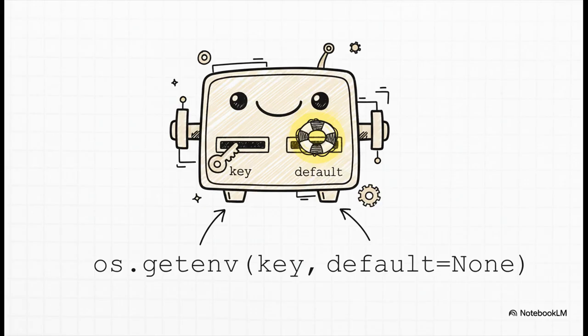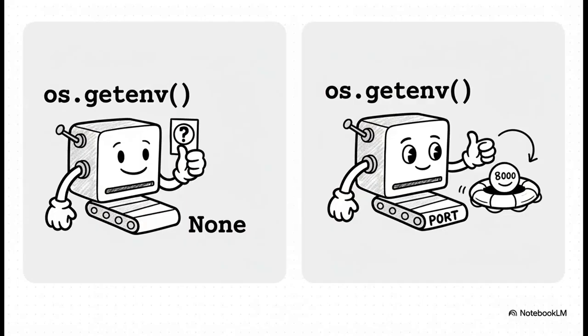It's a function, and it takes two arguments. The first is the key you're looking for, just like before. But the second one, that's an optional default value. This is what it will give you back if the key can't be found. And that default value is our secret weapon against those nasty KeyError crashes. So let's see it in action.